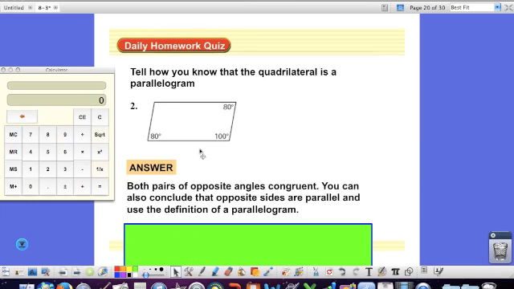Well, that's how I used it. They also point out that opposite angles are congruent. It's a parallelogram.